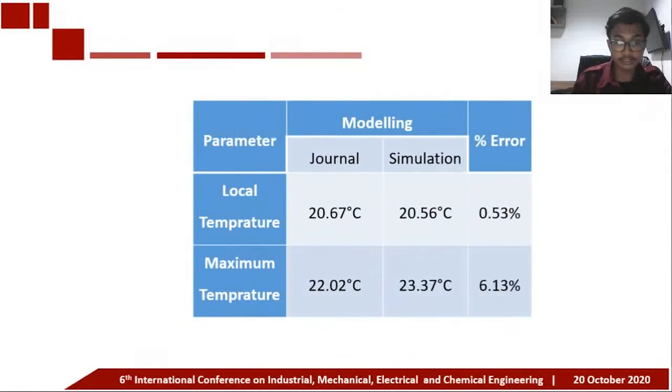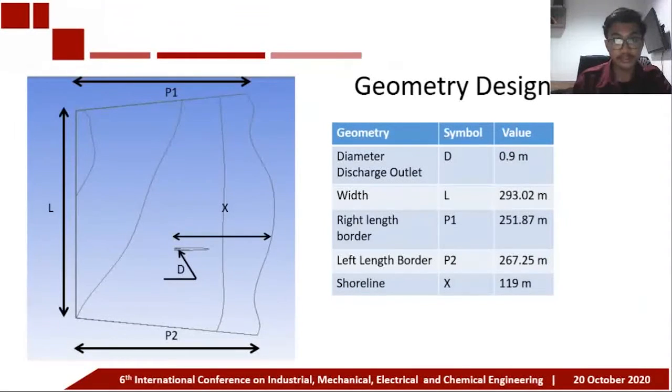Now, after the simulation, the contour result of the temperature distribution between the journal and the simulation have a match, where the error value is below 10%. The error value is shown in the table. There is a local temperature with an error of 0.53% and the maximum temperature is 6.13%.